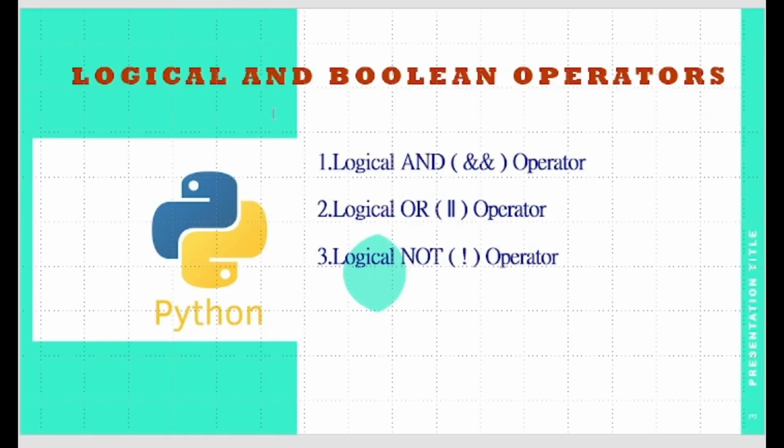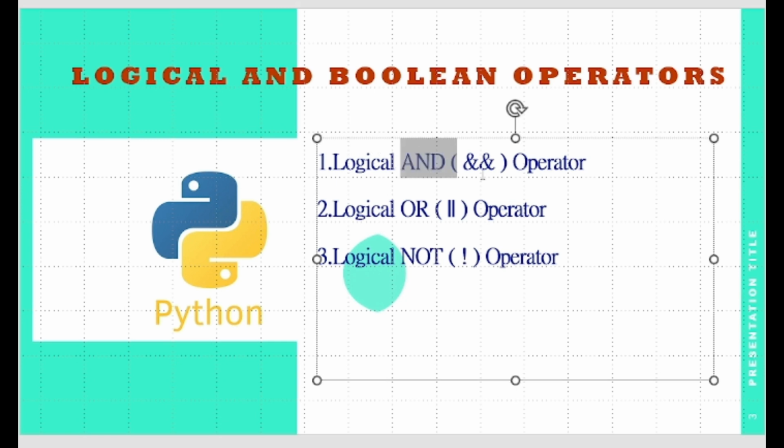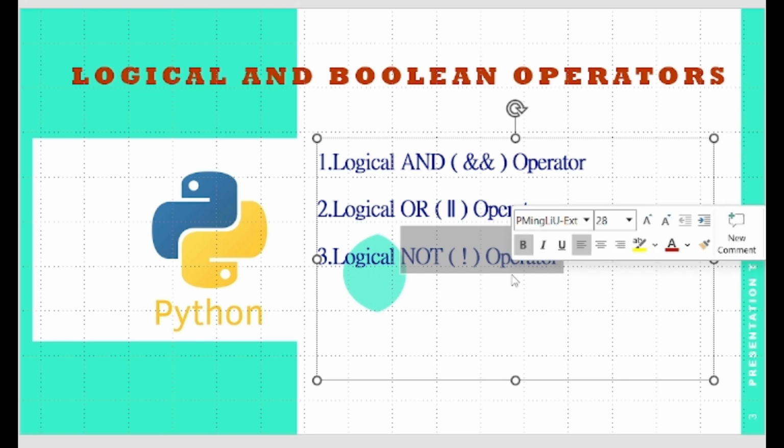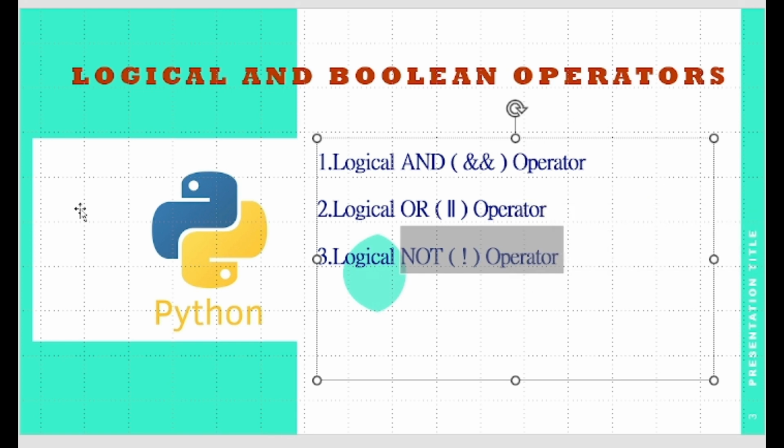Next, logical and Boolean operators. Here we have three logical operators. First, the AND operator, the AND sign. Second, the OR operator. Third, the NOT operator. So let's discuss them one by one.